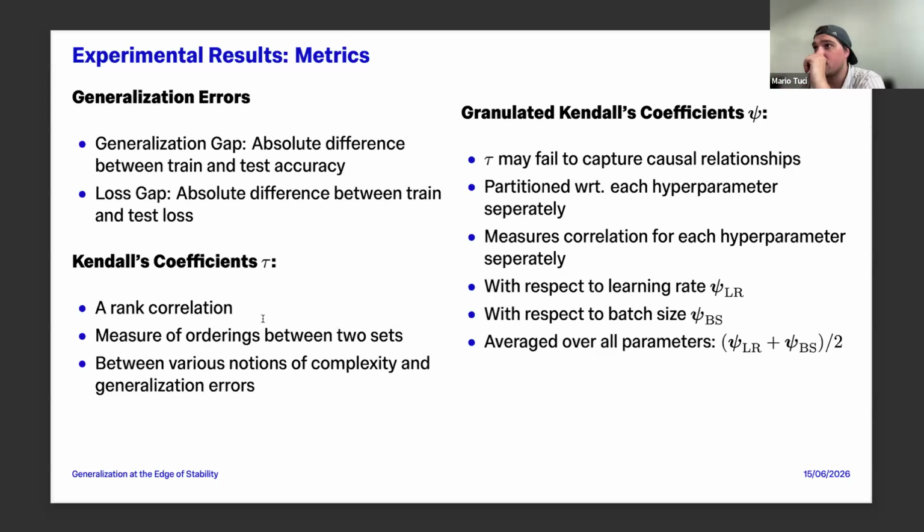Something about the coefficients. I think the Kendall-Tau coefficient is quite clear, but maybe the granulated Kendall coefficient needs a bit of explanation. The problem with doing such an analysis and seeing how your quantity really correlates is that you always have to account for different learning rates and different batch sizes, and this coefficient was invented to account for those effects.